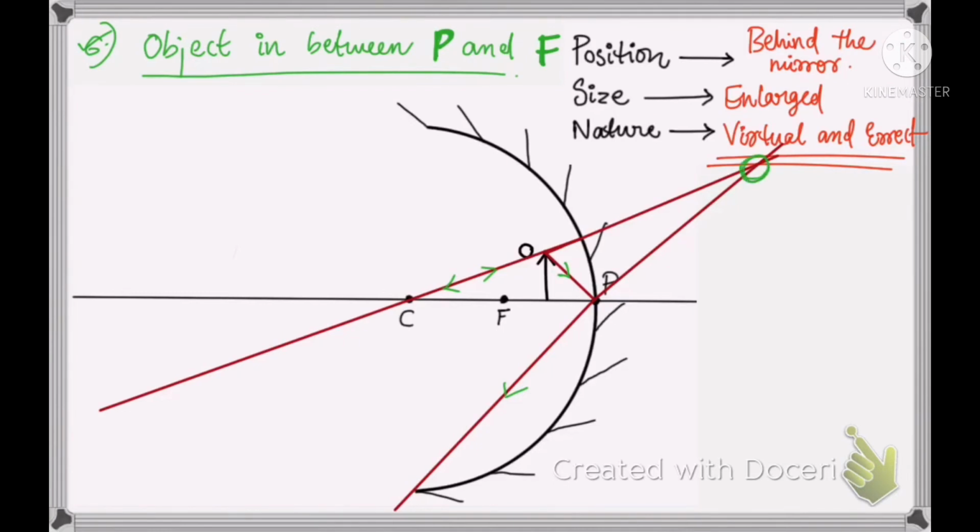These both reflected rays meet together, and so we can say that this image formed is virtual and erect. It is highly enlarged, as you can see when you compare. And where's the position? It is beyond the mirror. So this is the most different case observed in the concave mirror, where we get a virtual and erect image.